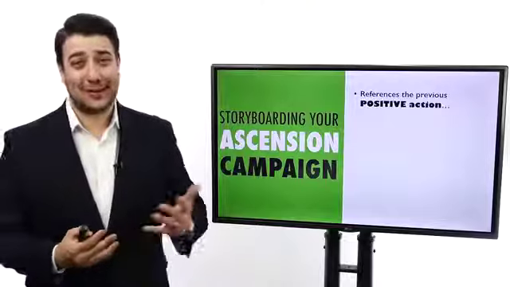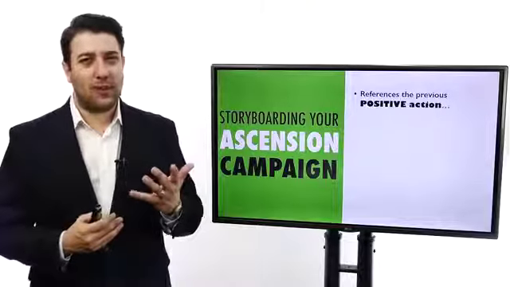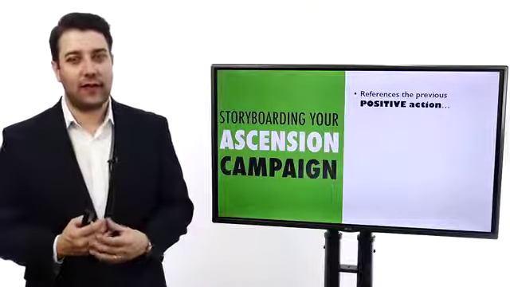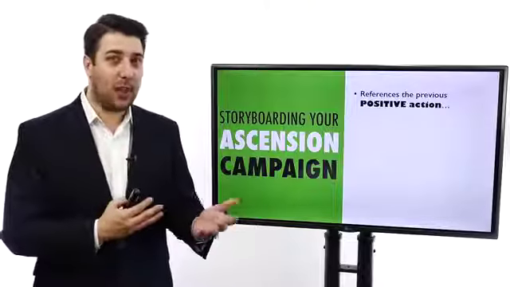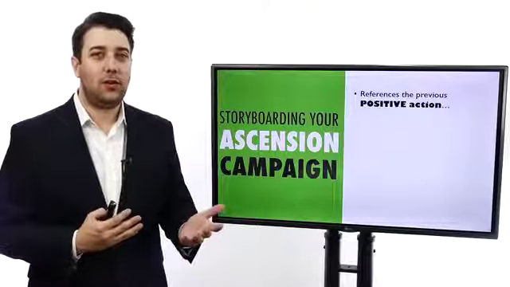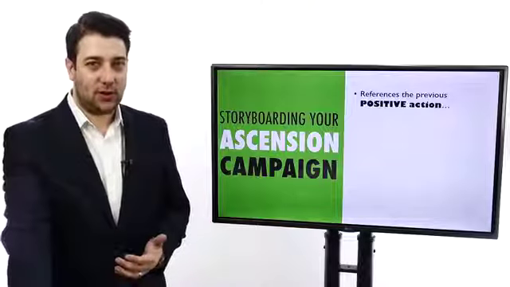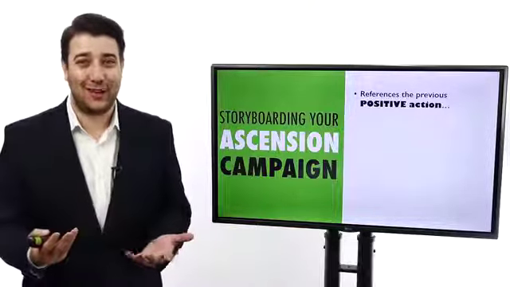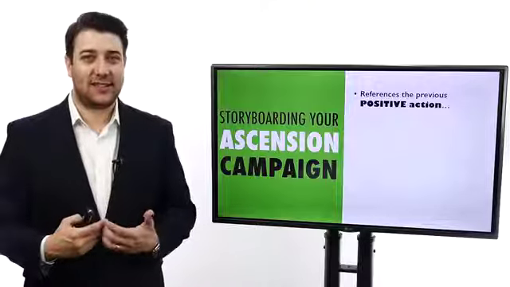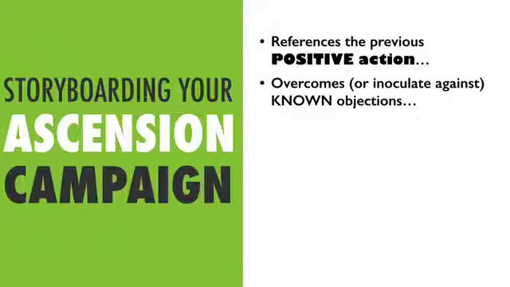Well, just like the previous two, one of the keys we want to make sure we never forget is to reference the previous positive action. What did they do that we wanted them to do that justifies us continuing to talk to them about whatever we're talking to them about, and it justifies us sending them additional emails. We're overcoming or inoculating against known objections because we're asking them to do something else.